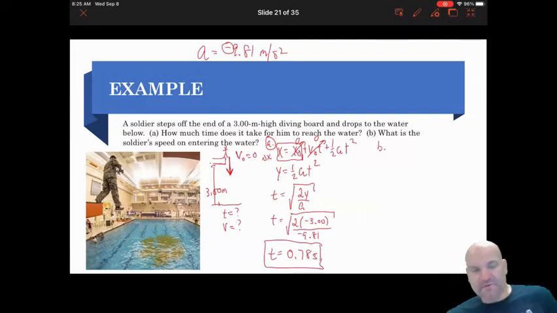Keep calling it the ground. We don't want the soldier hitting the ground. We want the soldier hitting water, okay? Now, what is the soldier's speed upon entering the water?